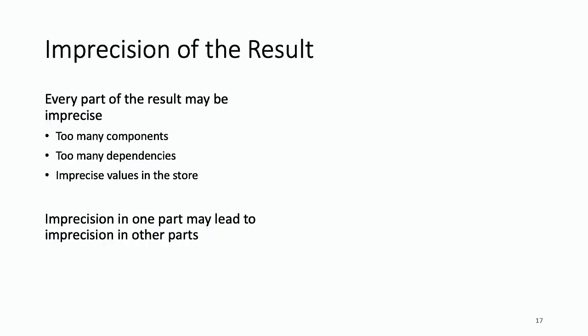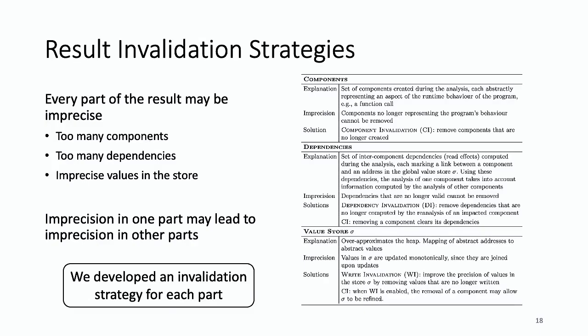And of course, this imprecision sits in the various parts of the result. You may have components that no longer correspond to program behavior, similar for dependencies, and your values in the store may be imprecise. And this imprecision can spread from one part to another. For example, if your store is not sufficiently precise, you may explore too many paths in the analysis, generating too many components. And so we developed in this work a result invalidation strategy for each part of the analysis result, so that we can remove these outdated results.